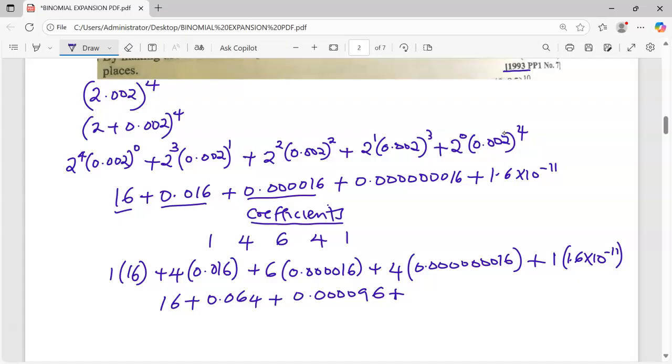Plus next we are having 4 times 0.000000016, which will give us 0. We have 7 zeros, then 64, plus finally 1 times 1.6 times 10 power negative 11, which will give us 1.6 times 10 power negative 11. Then if you use a calculator, the final answer is going to be 16.0641, correct to 4 decimal places, and that is the solution to this particular question.